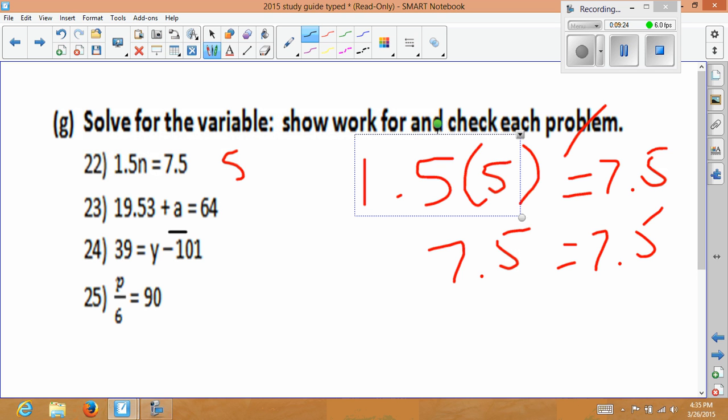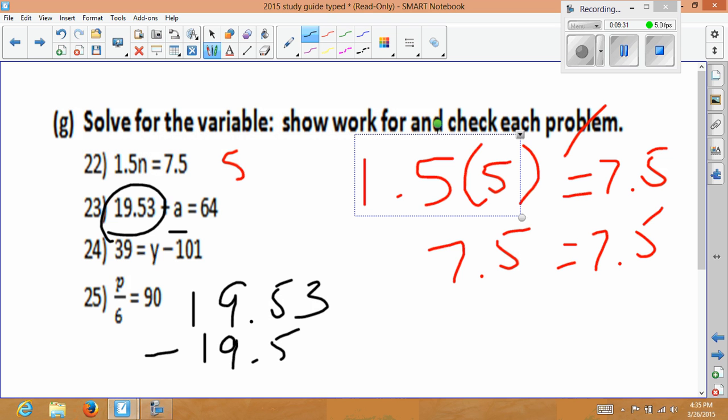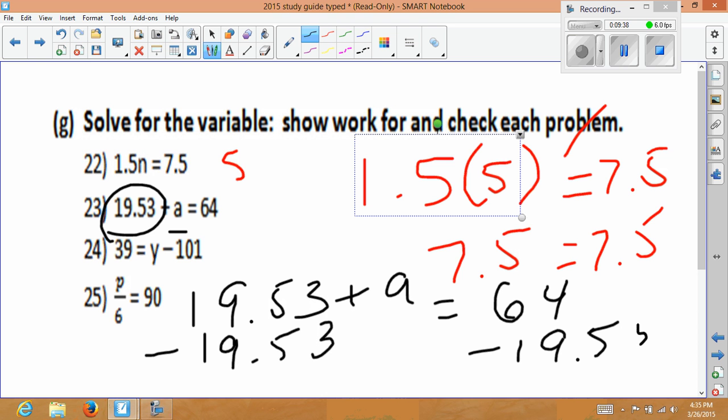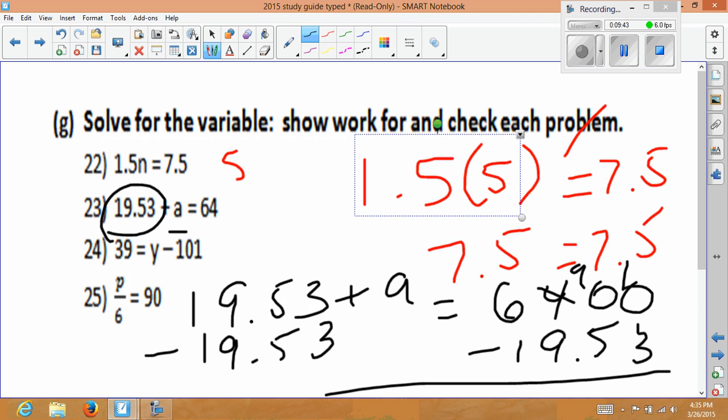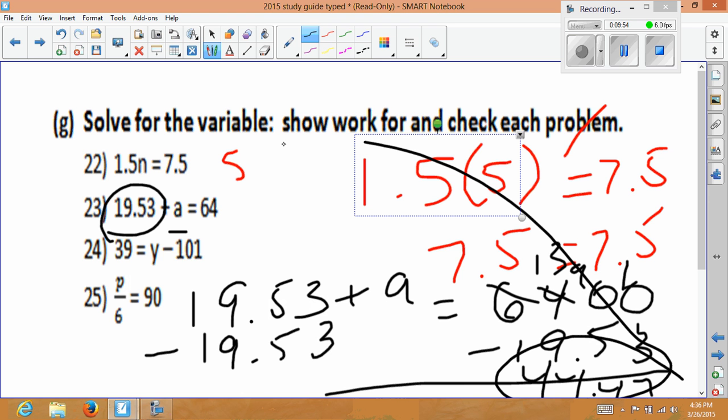Okay. Next one, who's the variable? A. What's happening to it? It's being added. So you're going to do the opposite to both sides. We're going to subtract 1953 over here and subtract it here. Before you can do that, remember you got to add some zeros. Borrow, subtract. This will be a 3, so I'm going to have to borrow again. So 4447, you'll take the 4447, put it in place of the A, and check and make sure it works.